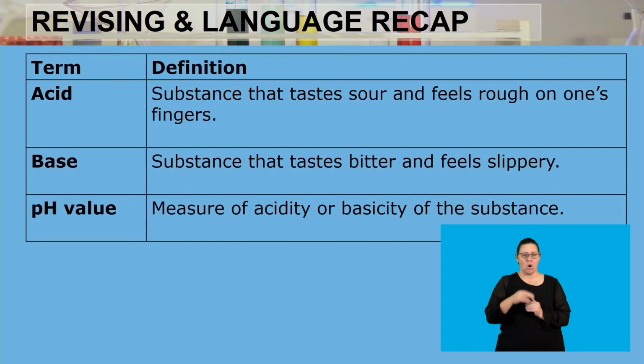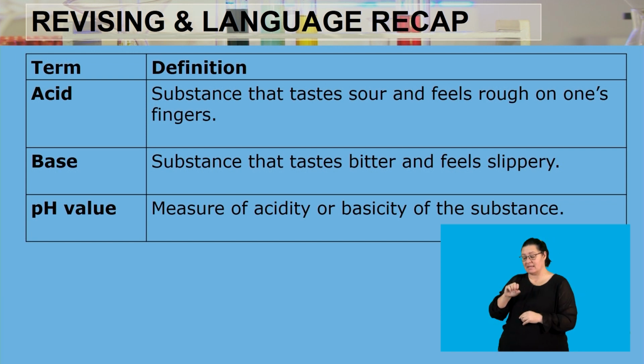We further used certain words such as acid, base, and the pH value to better explain how everything was happening in the reaction. We said that an acid is a substance that tastes sour and feels rough on one's hand. And we also said that an acid has a pH that is less than 7. And the further you move away from 7, the stronger the acid becomes.